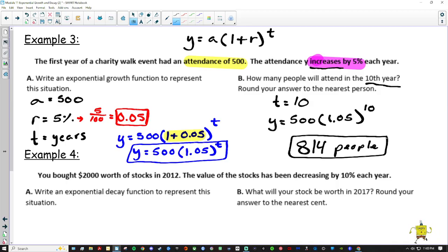Okay, take a second. I want you to work through example 4. Work through example 4, start to finish. Answer A and answer B.